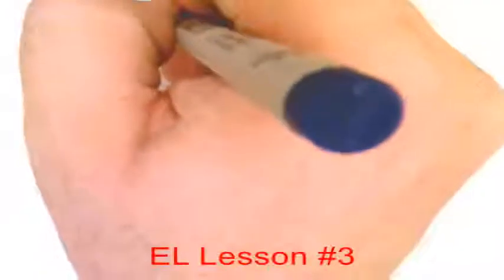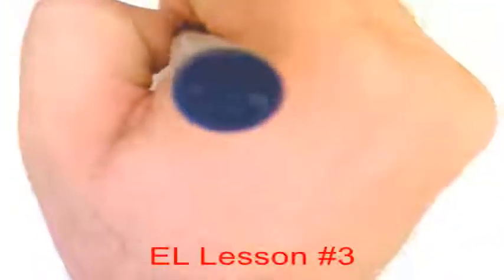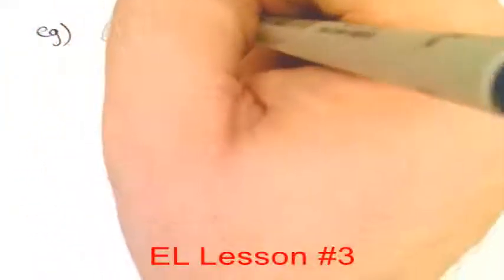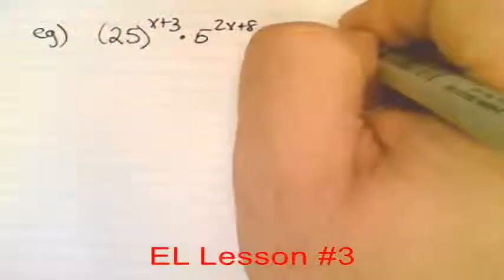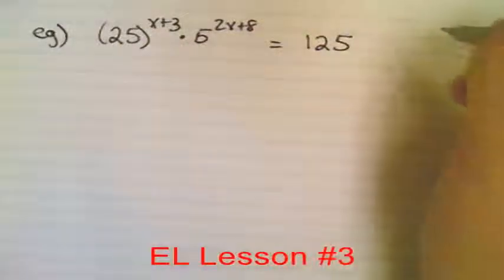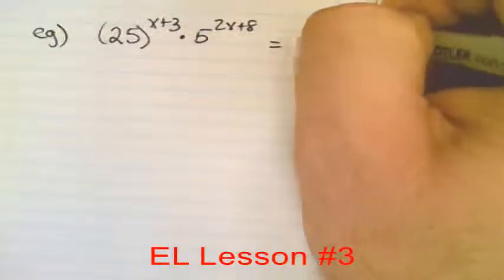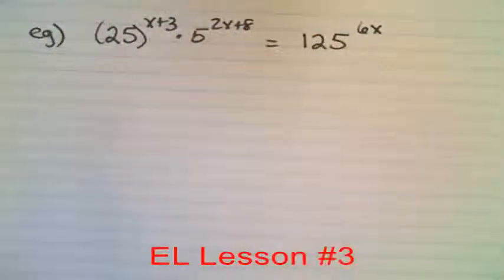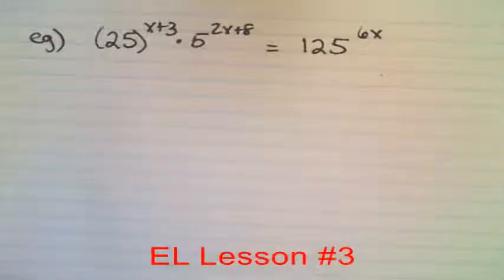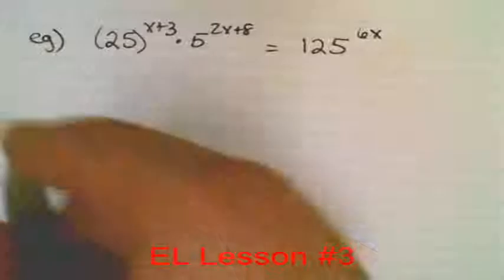It's not necessarily going to be nice, but I could give you 25 to the power of x plus 3 times 5 to the power of 2x plus 8 equals 125 to the power of 6x. Now this is complicated, but it's still an exponential function that I can get common powers of everything.